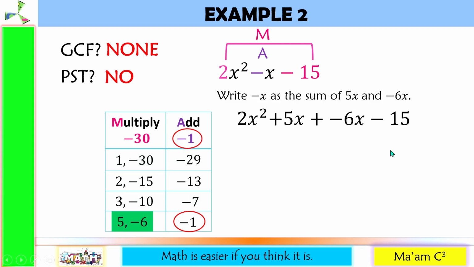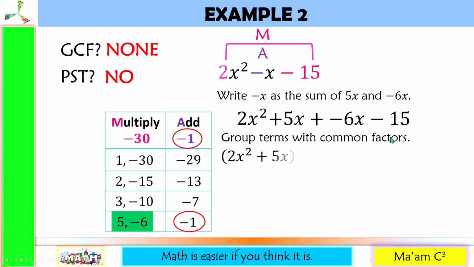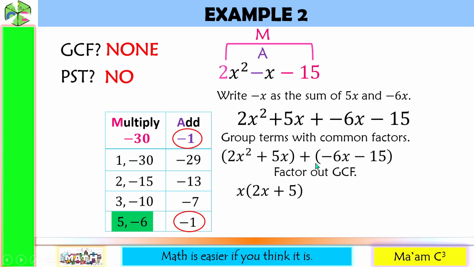Copy negative 15. And then I will group terms with common factors. So I'm going to group this two and this two as well. For 2x squared plus 5x, I can factor out the GCF, which is x. 2x squared divided by x is 2x. 5x divided by x is positive 5. For this one, I can factor out negative 3. Ma'am, how about this plus here? Plus minus 3 is simply minus 3. Let us continue. Negative 6x divided by negative 3 is positive 2x. Negative 15 divided by negative 3 is positive 5.